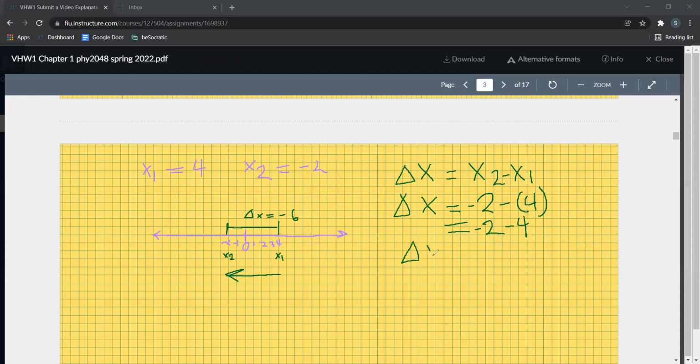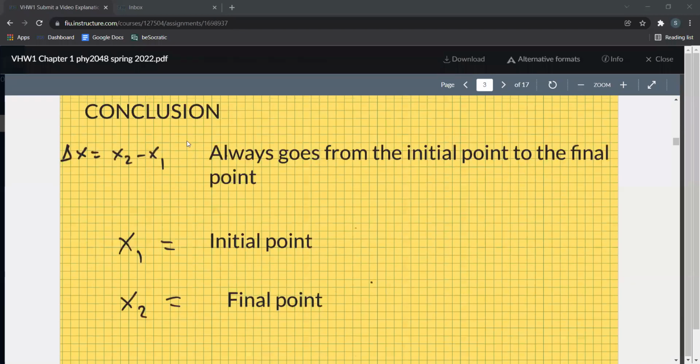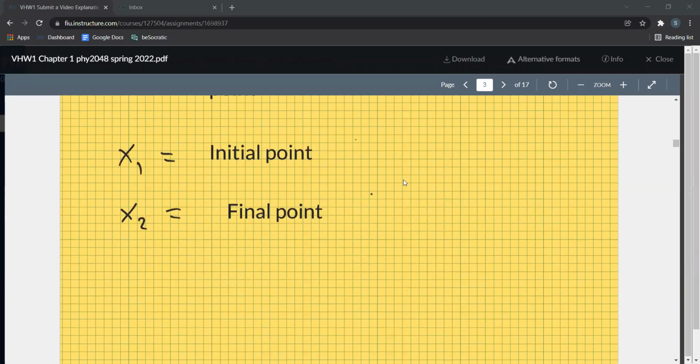And our change in x will be -6. Hopefully I explained that well in terms of displacement of x. I'm going to clear my board and we're going to continue to go. All right. So in conclusion, the change of x is equal to x2 minus x1, or your final minus your initial. Always goes from the initial point to final. X1 is your initial point and x2 is your final point. It can't be any clearer than that.